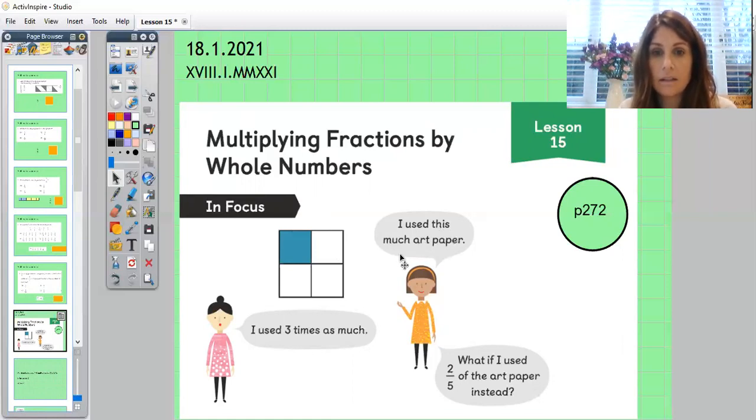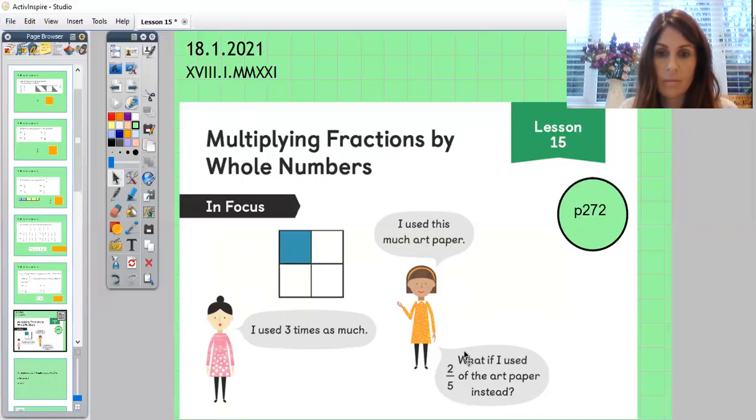So she says, I used this much art paper. So she's used 1 part out of 4. So have a think about what that fraction looks like. And then I think this is Ruby, says, I used 3 times as much. Okay, forget this bit for a minute, that's another question. So pause the video and just think, this is how much she used, and she used 3 times as much. So how much did she use? I want you to write me down a fraction to show what she has used. So pause now.